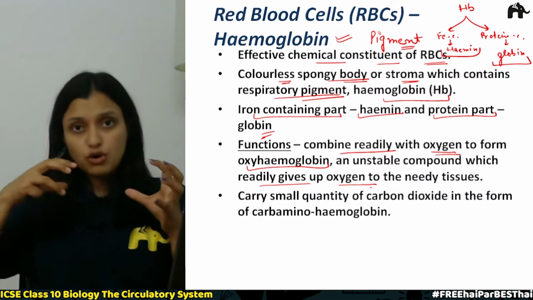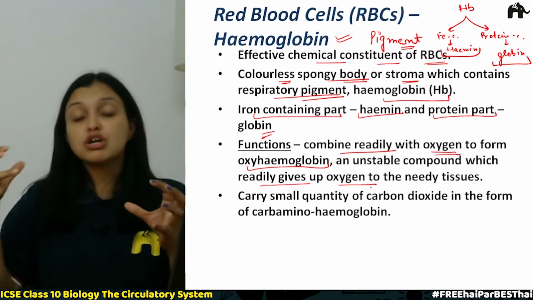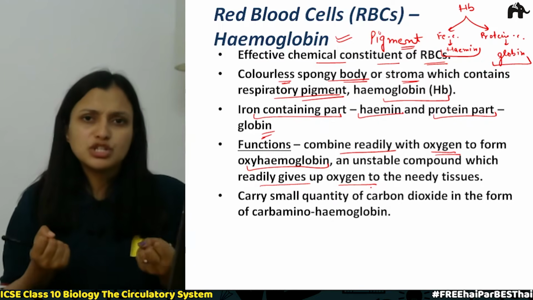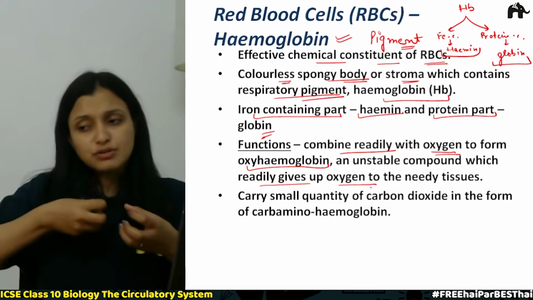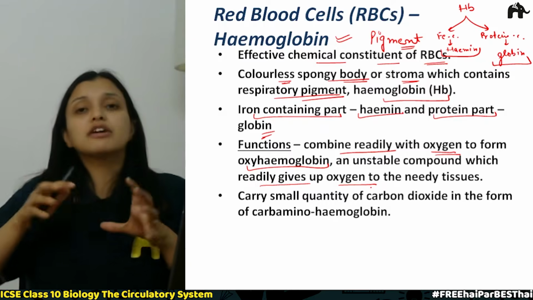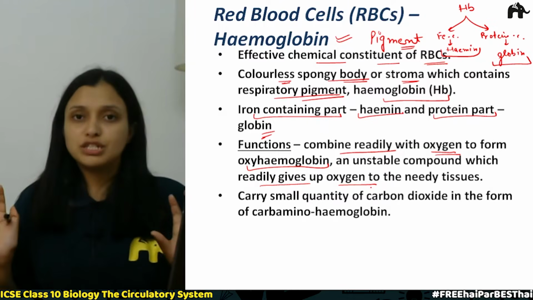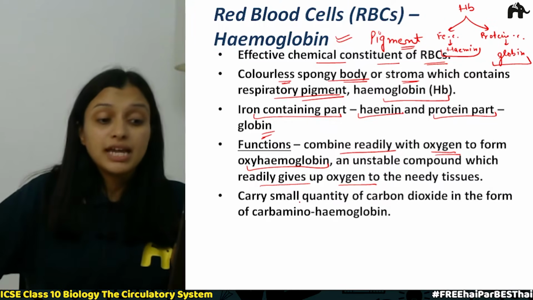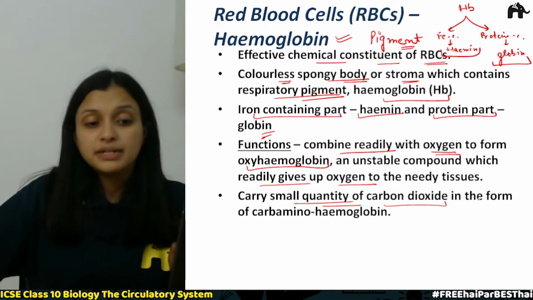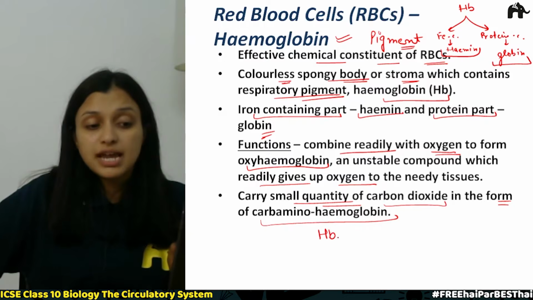So as soon as the oxygen rich blood reaches the tissues, those tissues are very much in need of oxygen, right? So as soon as the blood reaches the tissues, it gives up the oxygen to those needy tissues, right? Then they carry a very small quantity of carbon dioxide in the form of carbaminohemoglobin. So it is HbCO2. So this is carbaminohemoglobin.